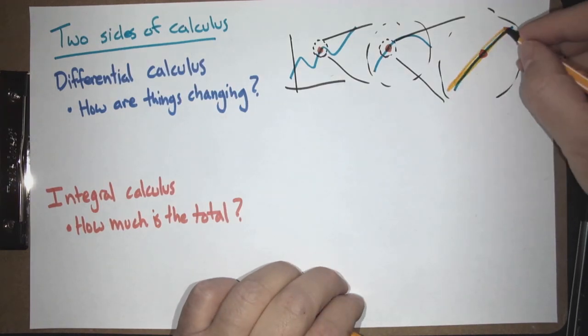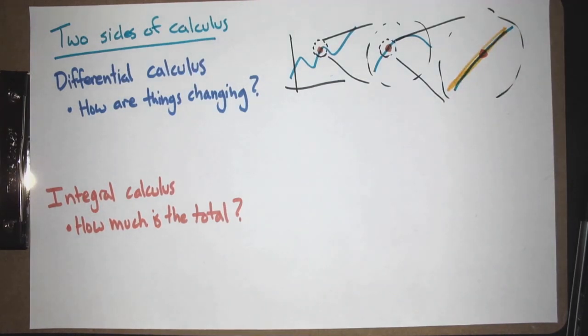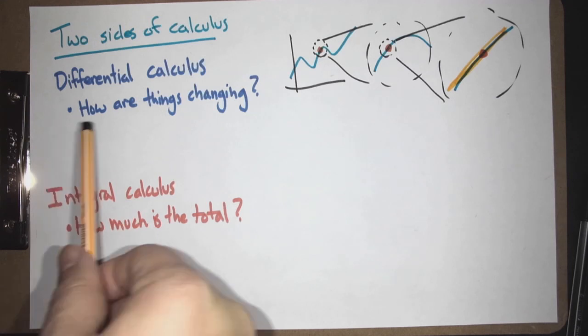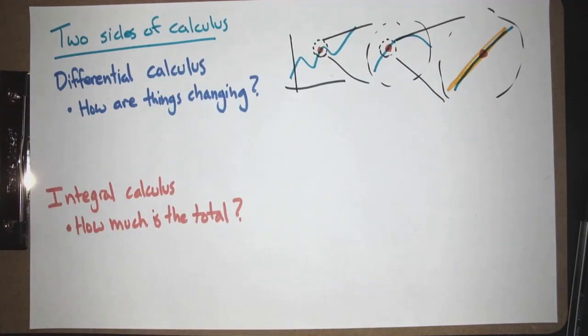So zoom in. Now we go to the second half, integral calculus. And we change the question. Before we asked, how are things changing? Now it's, how much is the total? Total what? Yes, the total. Most people think integral calculus is about finding total area, but it's more broad. It's just saying, I want to find the total of something. We start our intuition with area, but it does more than just area. So let's start with area.